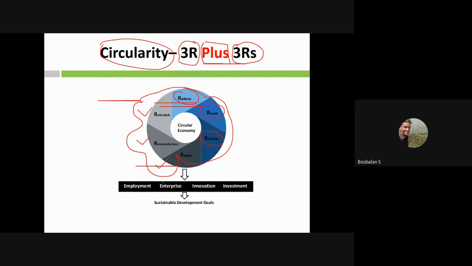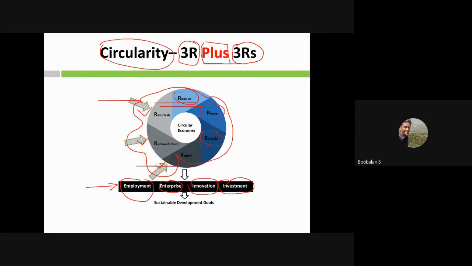By following these three Rs, you could have employment, you could have enterprise, you could have innovation, you could have investment. They say all these are there for us. We'll see what are the things that will be involved. Definitely these four things will get involved, right? We'll see.